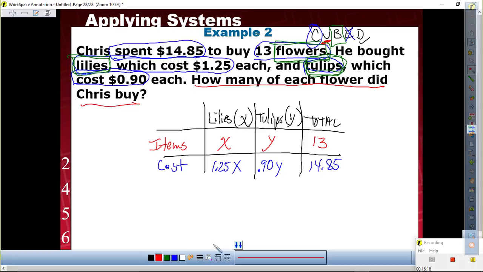Thank you. All right, let's write our equations. X plus y equals 13, and 1.25x plus 0.90y equals 14.85. All right.